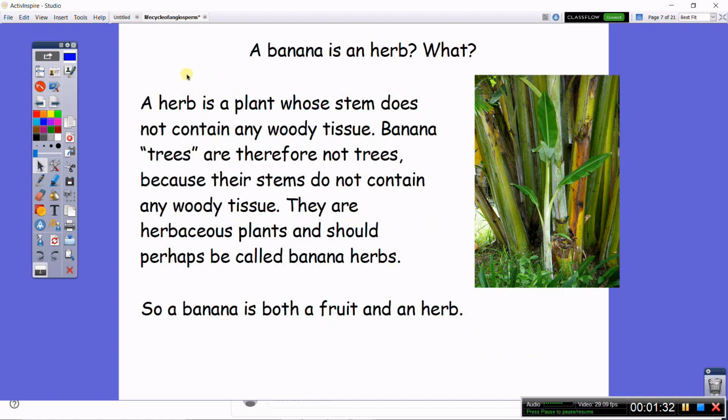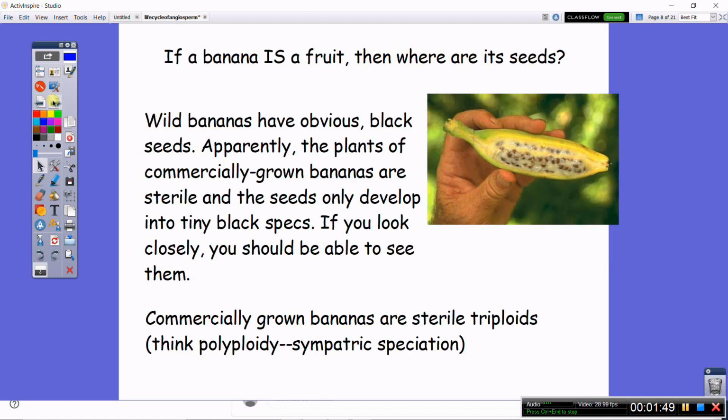A banana is an herb. So an herb is a plant whose stem does not contain any woody tissues. Banana trees are therefore not trees because their stems do not contain any woody tissue. They are herbs and so should be called banana herbs. It says, if a banana is a fruit, then where are its seeds?